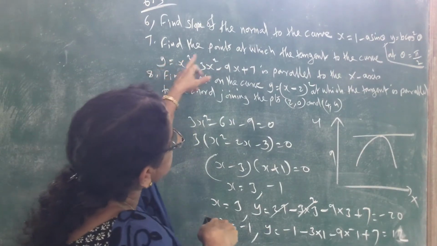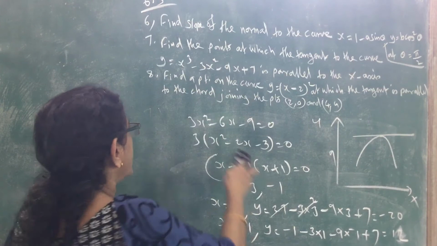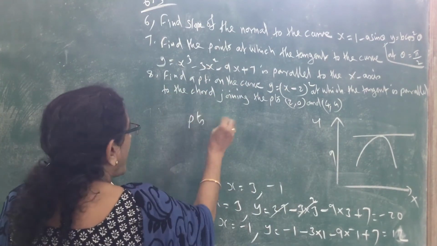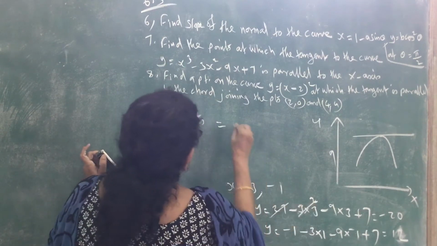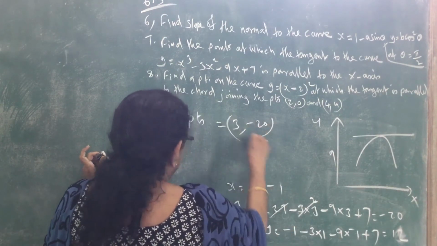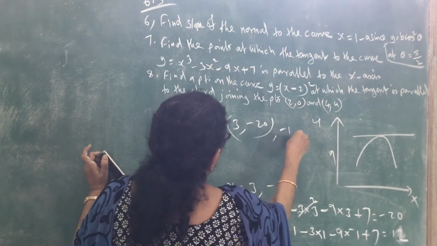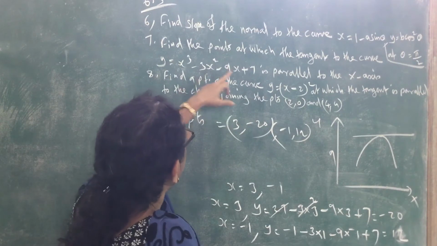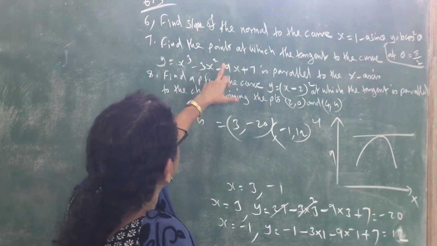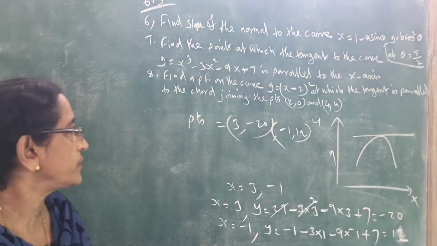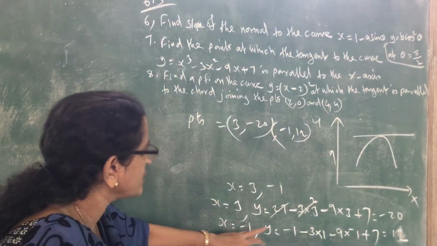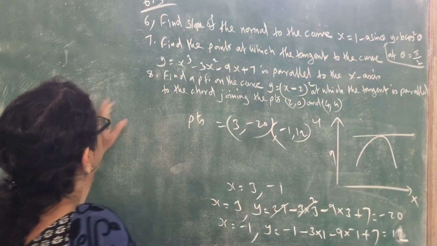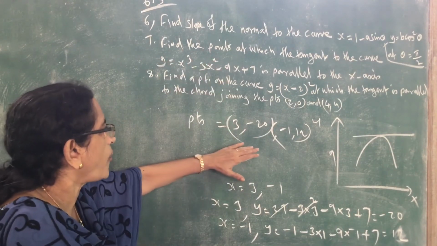We have to find the points at which the tangent is parallel to the x-axis. Therefore the required points are (3, −20) and (−1, 12). So (3, −20) and (−1, 12) are the required points. Now we can find the 8th one. The question is to find the points, so only points we have to find.